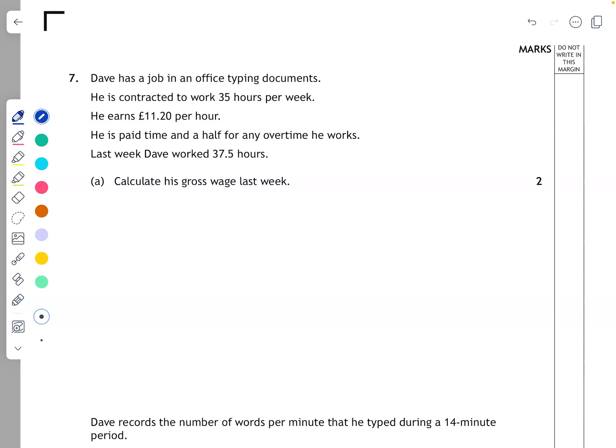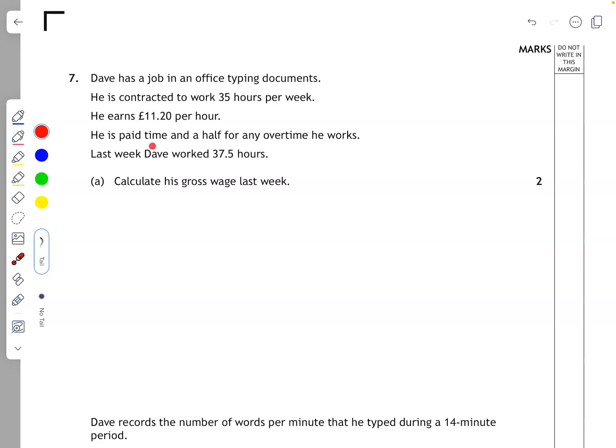Okay, question 7. So Dave has a job in an office typing documents. He is contracted to work 35 hours per week. He earns £11.20 an hour. He is paid time and a half for any overtime he works. Last week Dave worked 37.5 hours. Calculate his gross wage. Gross wage means income before any deductions.